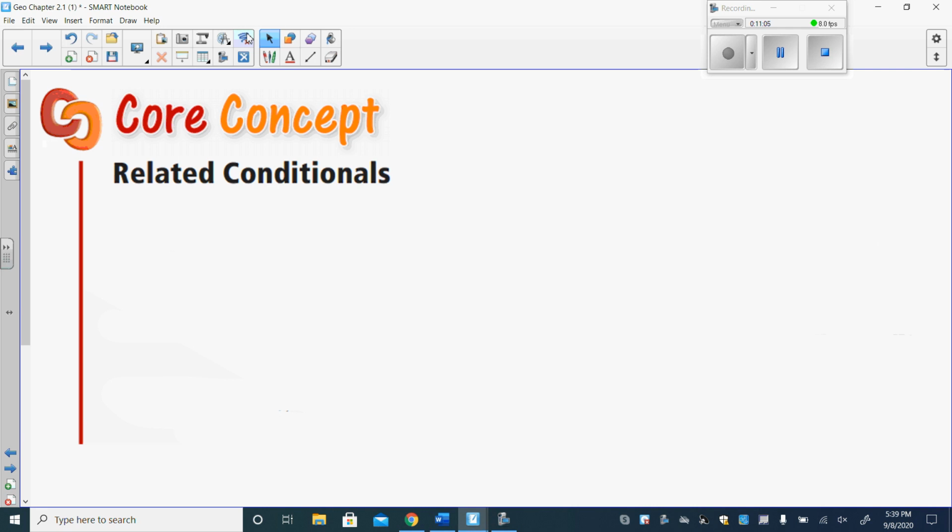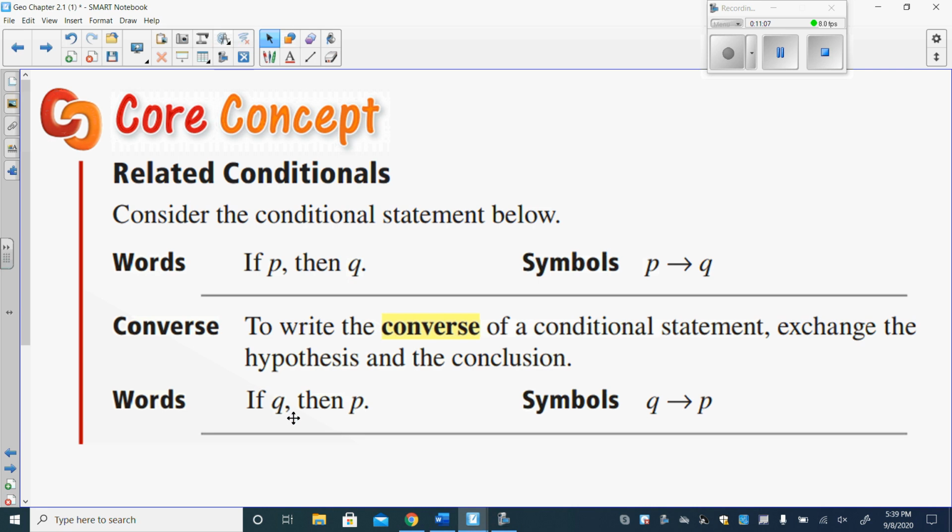And that brings us to the last part, our related statements. So we have kind of four. We have the conditional statement, if P, then Q, which we've done already. We have the converse, if Q, then P. So we flip the hypothesis and conclusion. So we have the conditional statement, then we have the converse, which is the flip.